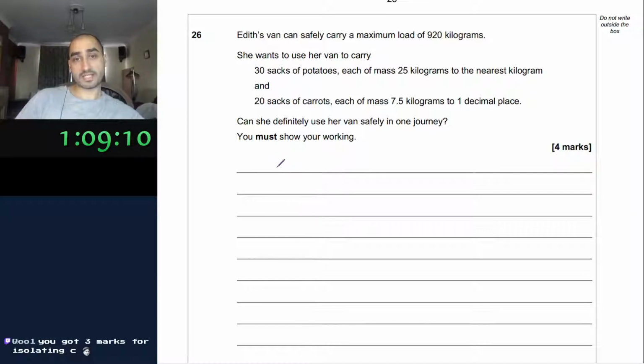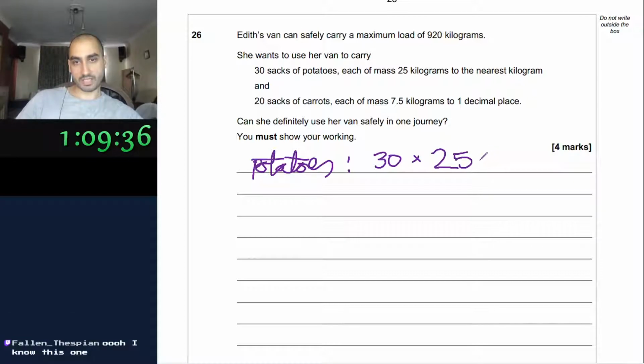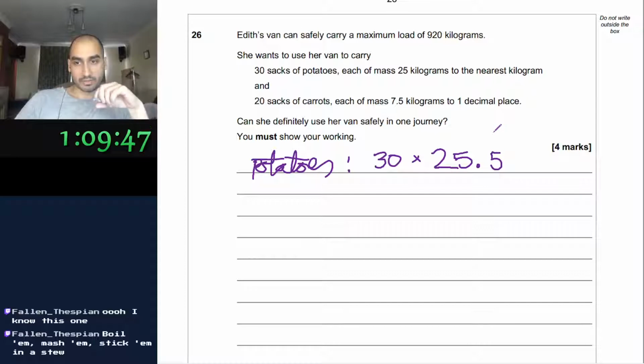30 sacks of potatoes, each of mass 25 kilograms to the nearest kilogram. So we just want to look at the upper bound. It would be 30 times... the absolute worst it could be would be 25.49 something or other. So you can just say 25.5 as an upper bound.